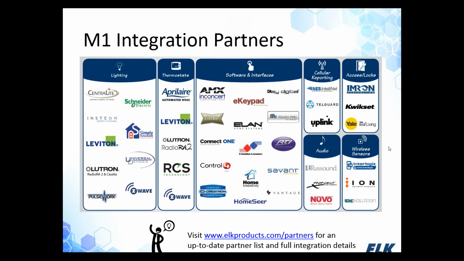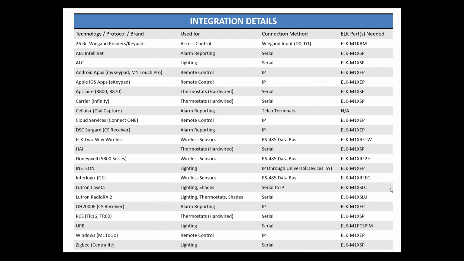We talked about cellular reporting earlier on in the presentation. So you've got the uplink, the Telguard, the AES radio type network. We've got lighting on the left-hand side, thermostats as we're moving forward. So maybe we want to do some more things in that commercial setting to try to save some money in the long run. We also have a whole list of partners on our website at elkproducts.com.